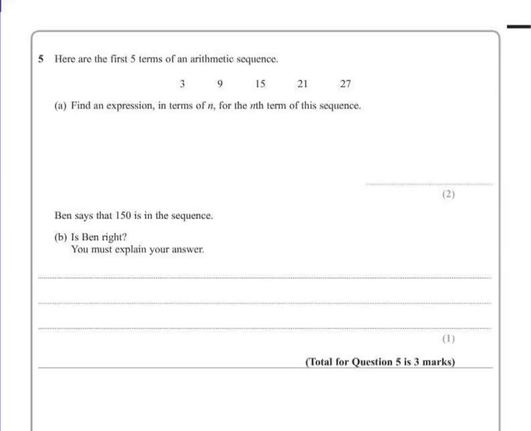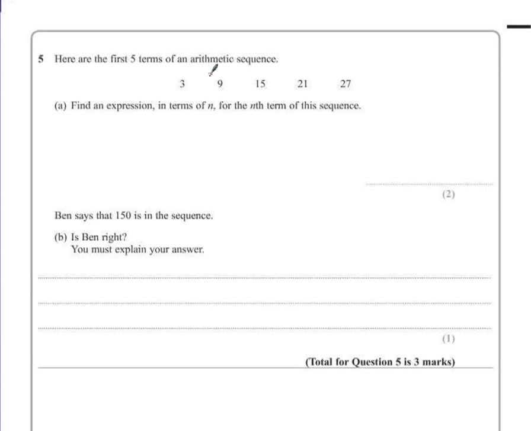Question 5. Here are the first 5 terms in an arithmetic sequence. So an arithmetic sequence says that it's going up by a set number each time. Part A finds an expression in terms of n for the nth term in this sequence. 3 steps will help you find the nth term of any sequence.